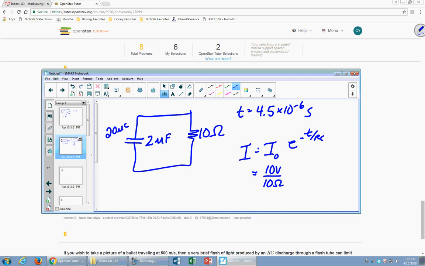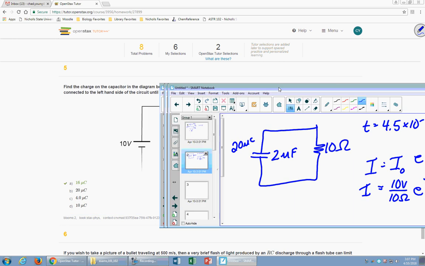It's all right. Oh, that's the air conditioner. Times e to the minus t over RC. Right, wasn't it a 10-volt battery that was charging it? Yeah.